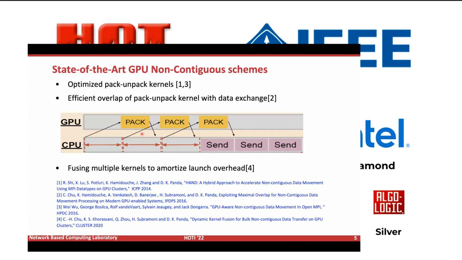Given that these layouts exist in HPC applications, several researchers in the past have optimized such non-contiguous exchanges. The common scheme used for GPU-based non-contiguous exchange is to pack the data to a contiguous buffer, exchange it, and then unpack on the receive side. Many optimizations were towards optimizing the pack and unpack kernel. Another optimization is to overlap the launch of multiple pack kernels with the data exchange itself. The third is to fuse multiple kernels to amortize the overheads.